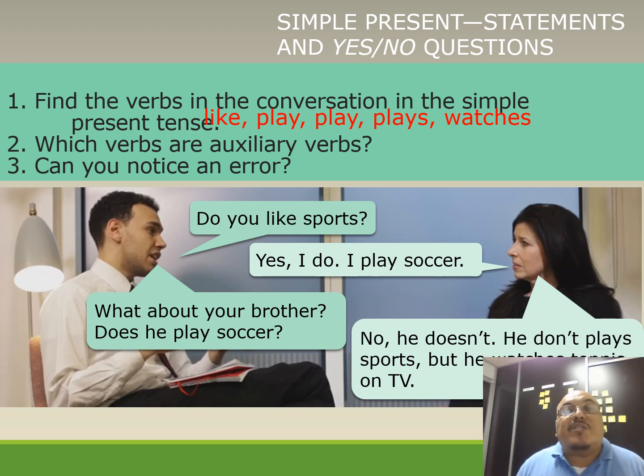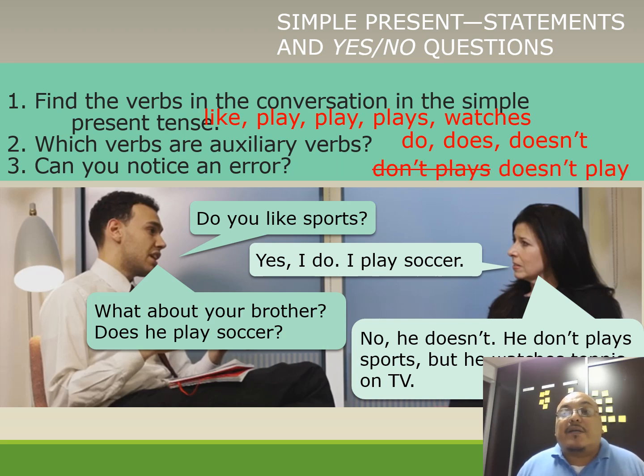Okay, number two, which verbs are auxiliary verbs? The auxiliary verbs here are do, does, and doesn't. And does is for the third person, and even when this is a question and the answer is negative for the third person, we need to put doesn't. All right, the third question here is, can you notice an error? Right here we can see he don't plays. That is a big mistake that we don't want to make. All right, so the right form here is doesn't play for the third person. No, he doesn't. He doesn't play, without an s.